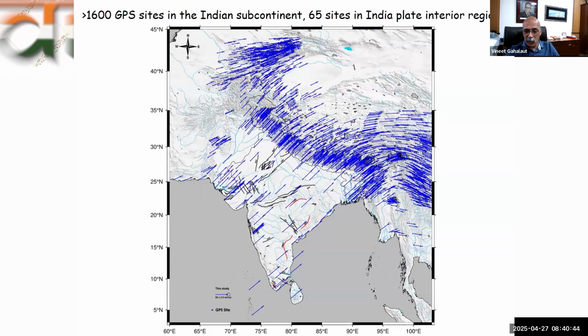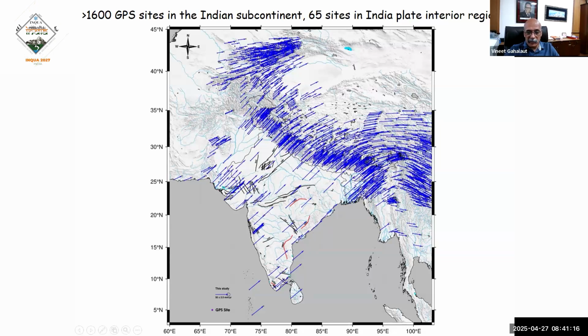Here, what I'm showing you is GPS data using 1,600 GPS stations all over the Indian subcontinent, and if you look at the southern part, I mean the part of India which is south of the Himalaya and west of the Indo-Burmese Arc, there are almost 65 stations which are within the Indian Shield region.